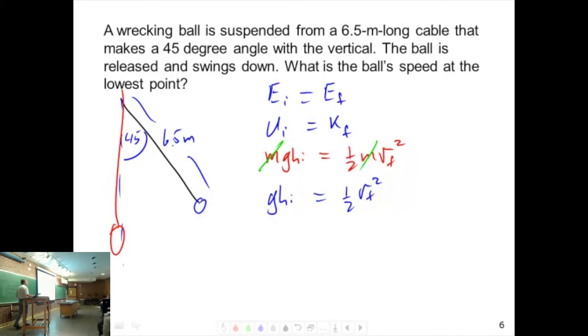Do I know h? I know g, that's 9.8. h, what's h? That's h, that height there. That is what the h is. v is unknown to me. That's what I'm ultimately looking for. So I need to find h. How do I find h? What actually is h?